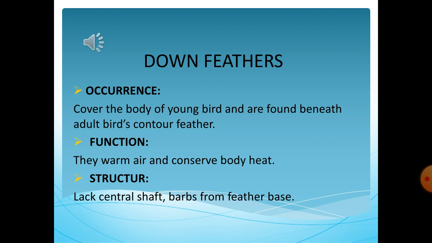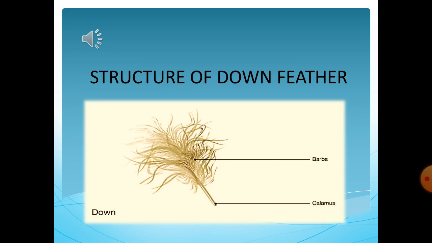Down feathers. Where do down feathers occur? Down feathers cover the body of young birds and are found beneath adult birds' contour feathers. Why do they occur in this place? Because they are insulating feathers. They trap the air, keep the bird warm and conserve body heat. Structure of down feather: in this picture, you can easily see the down feather has a central shaft and only barbs, and these barbs do not divide into barbules and other hook-like structures called hamuli.